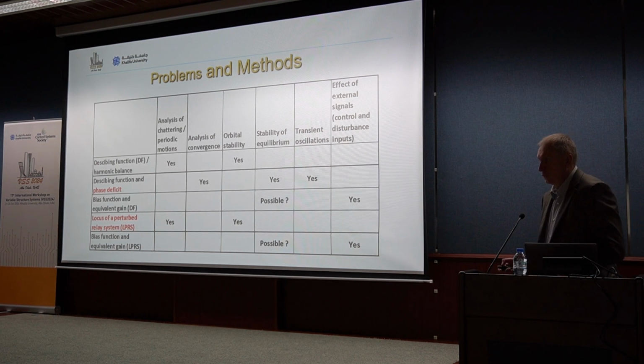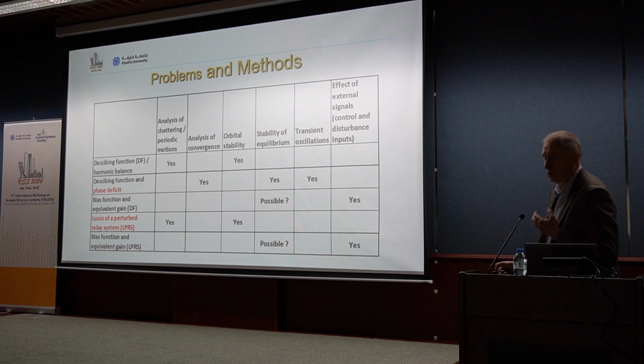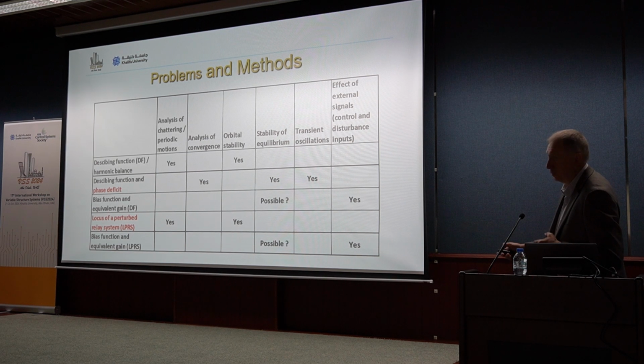So here in this table there are some problems that can be solved, and are solved, by the frequency domain methods. Here we have the methods. Some of them are describing function based: the describing function and harmonic balance, the describing function and phase deficit, the bias function and equivalent gain, the locus of a perturbed relay system, and the bias function and equivalent gain through the LPRS. What is based on the describing function is an approximate approach. What is based on the LPRS method is an exact approach, but in some cases they solve the same problems.